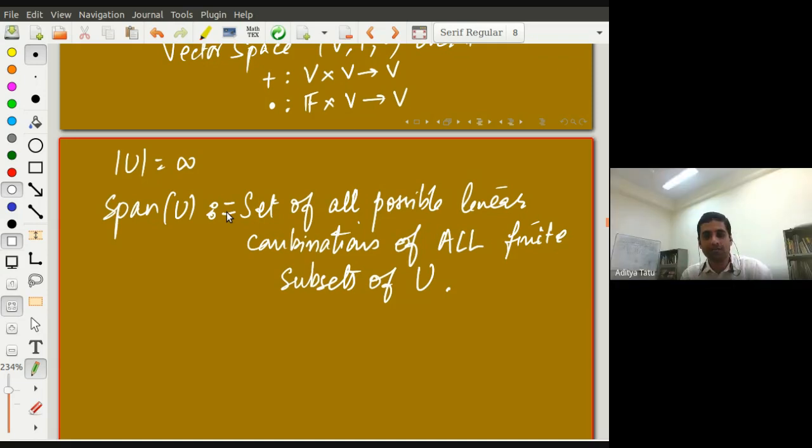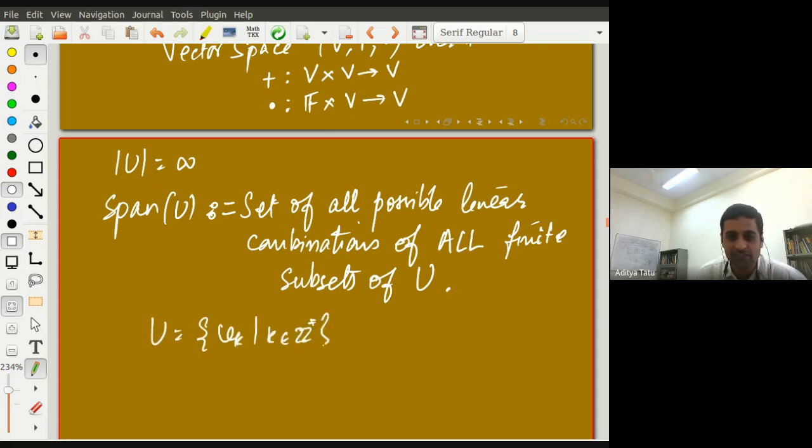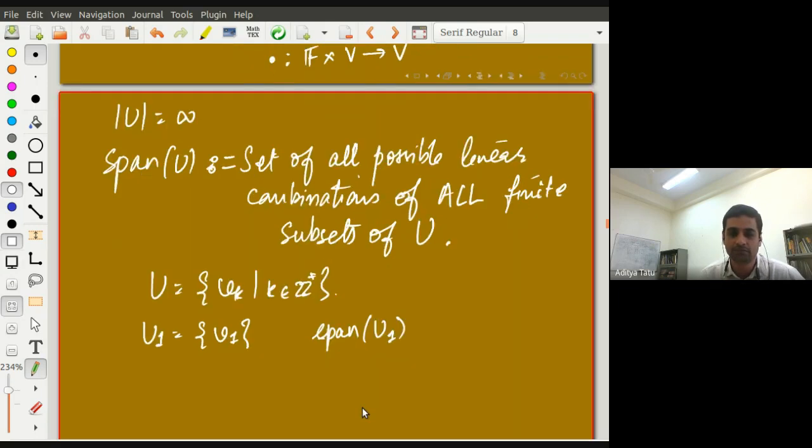See, since it is all finite subsets, so for example, let us take the same case where U is having infinite elements which are indexed by positive integers. One finite subset of U, I'm going to denote it as U1, which is, let's say, just V1, right? This is a finite subset of U. Yes, sir. So I have no problems in defining span of U1, right? Then take U2 to be V1, V2. This is also a finite subset. Yes, sir. So I can define span U2.